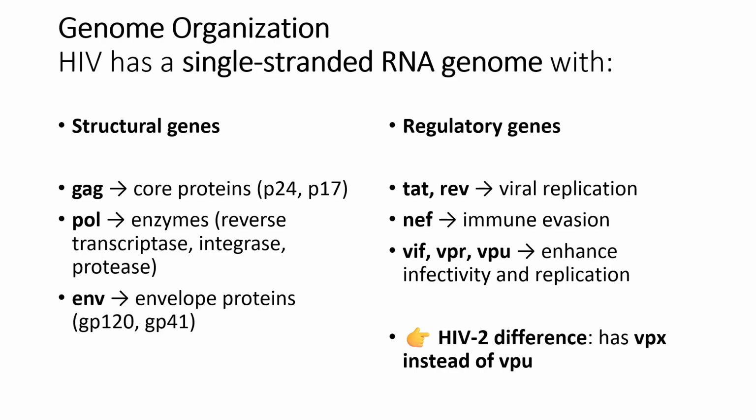Regulatory genes are TAT, REV, NEF, VIF, VPR, VPU. TAT and REV help in viral replication. NEF helps in immune evasion. VIF, VPR, and VPU help in enhancing infectivity and replication. HIV-2 is different. HIV-2 has a different regulatory gene, that is VPX instead of VPU.